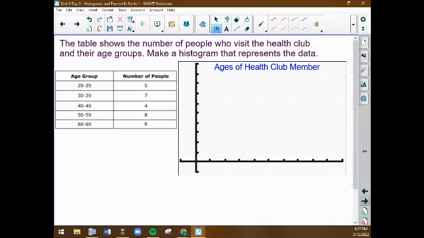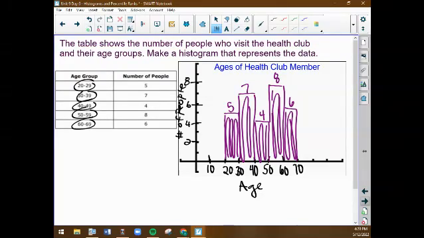So pause this video, take a minute to sketch this histogram, and then press play when you're ready. So check your histogram against my histogram, see if it looks similar. I could have done a break in the graph and started at 20, but it's not that far from 0, so I just counted by 10. And then I did the frequency, or the number of people.